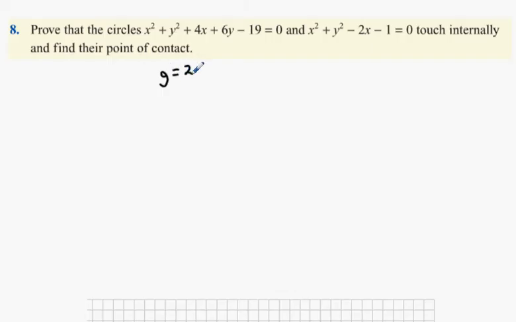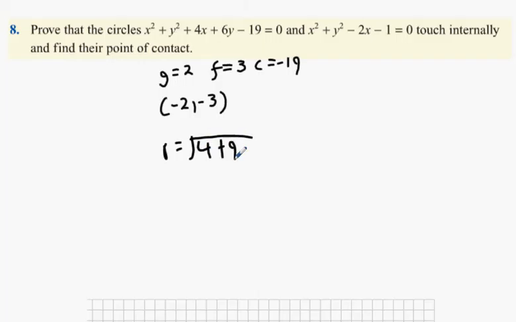G value is 2, F value is 3, C value is minus 19. Centre is -2, -3. Radius is G squared, 4, F squared, 9, plus 19. Is that root 32? Root 32, which is 4 root 2.